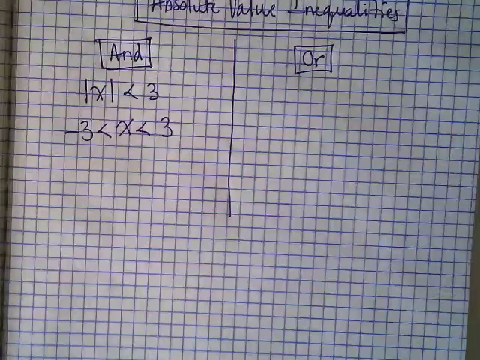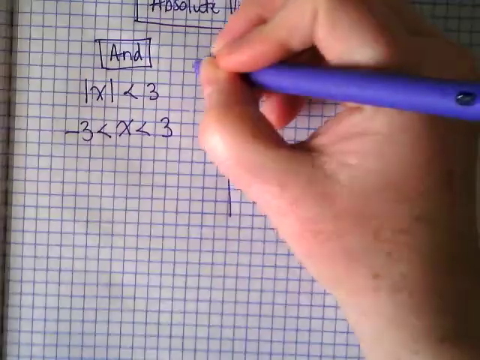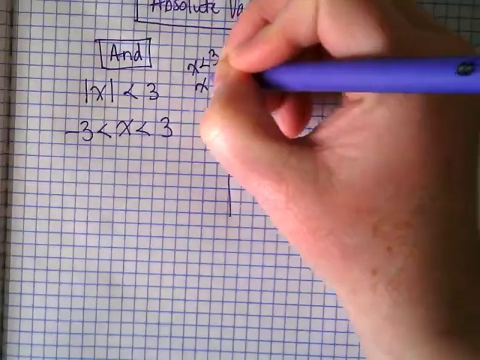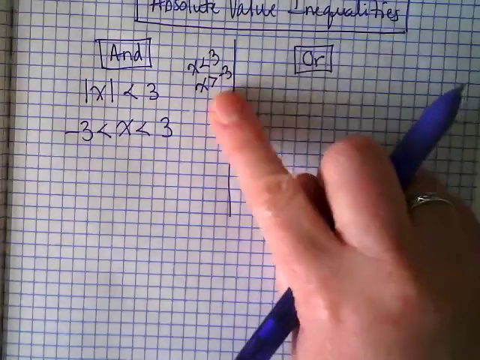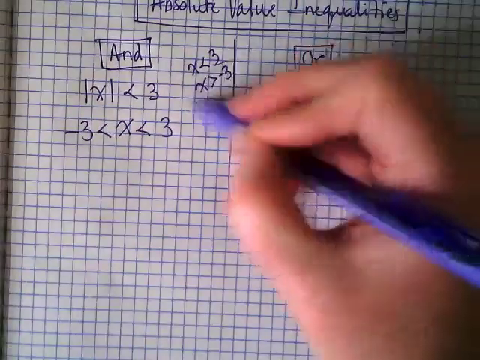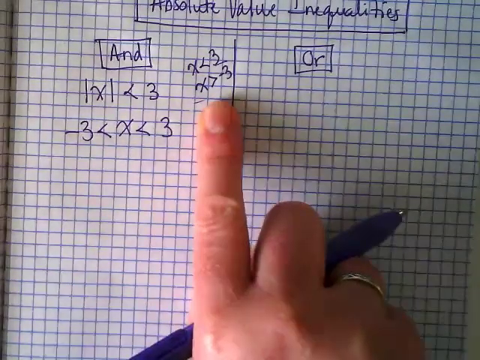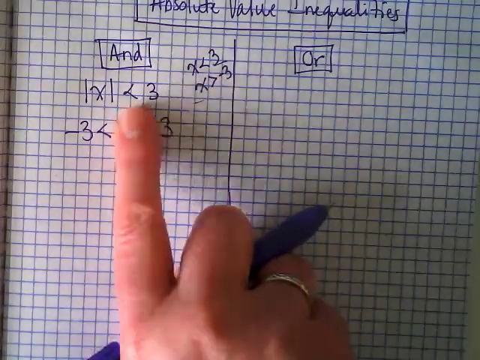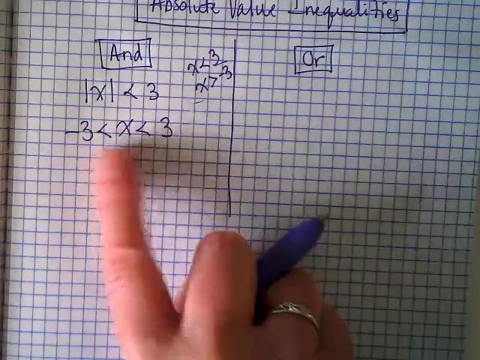Now, if I was writing that as x is less than 3 and x would then be greater than negative 3, it's because when I do a negative, the symbol flips, right? But when I rewrite this so that the x goes into the middle, it's flipping all of this. So when I see an absolute value of x is less than, the less than symbol ends up in both places in the "and" part of the inequality.